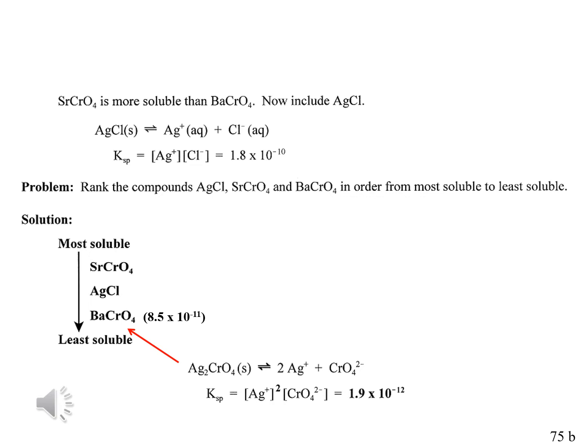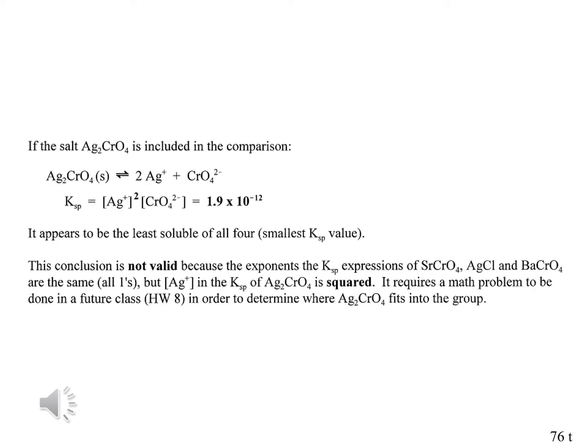The problem is you can't do that, and I want to show why. There's something mathematically different about the expression for silver chromate than there is for the other three salts. The silver has a square on it, whereas the other ones all had exponents of 1. Because of the square, it throws the mathematical comparison off.